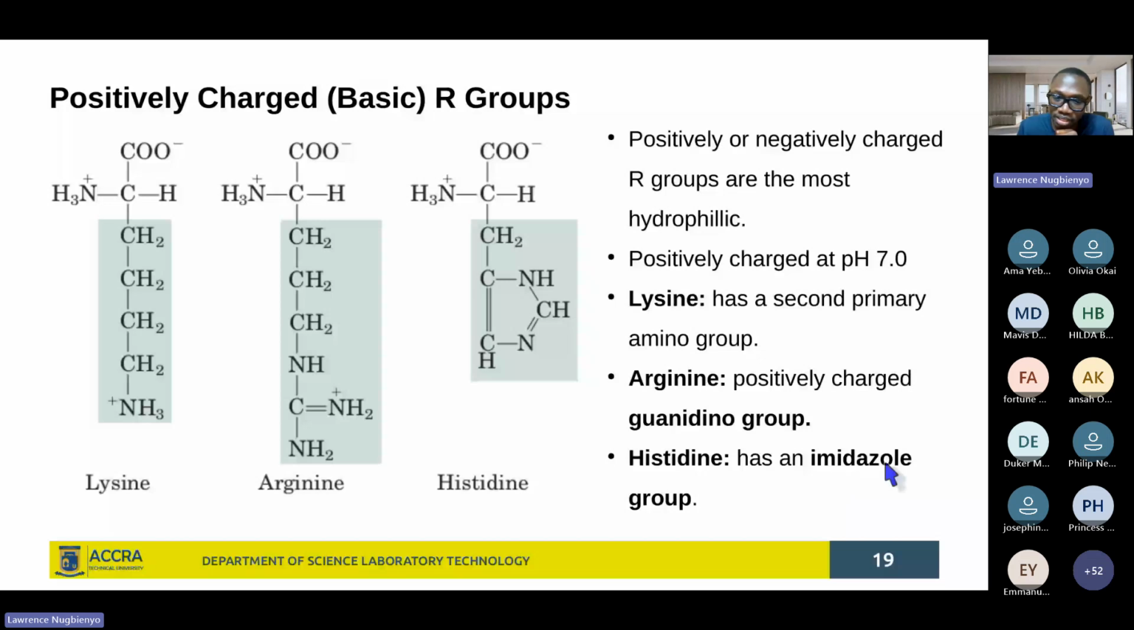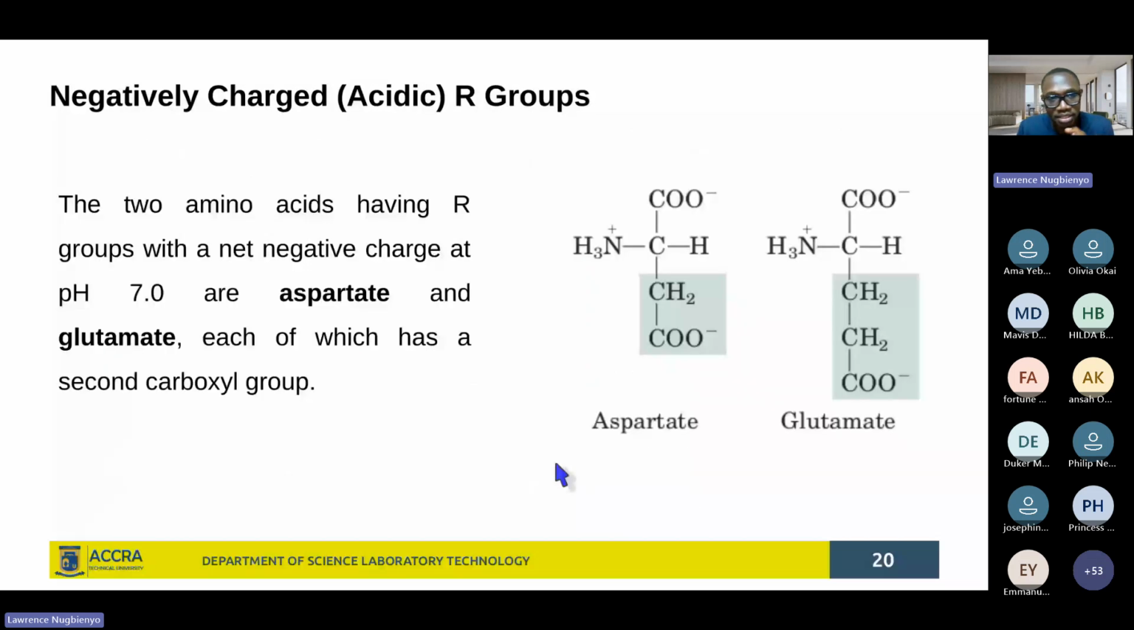An imidazole ring. The structure that you find in histidine is an imidazole ring. Right. Then we also have amino acids with side chains that are negatively charged. And this is due to an extra carboxylic acid group in them. So you see aspartic acid is having a carboxylic acid group in it, glutamate or glutamic acid.